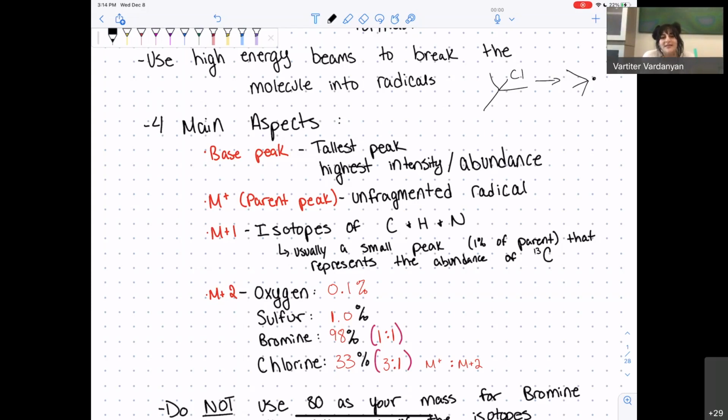What that means is the M plus 2 peak will be the same height as the parent peak if bromine is in your molecule. For chlorine, if chlorine is present, the M plus 2 peak is going to be 1/3 the height of the M plus, aka parent peak.